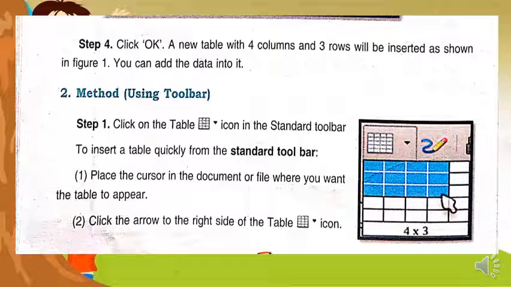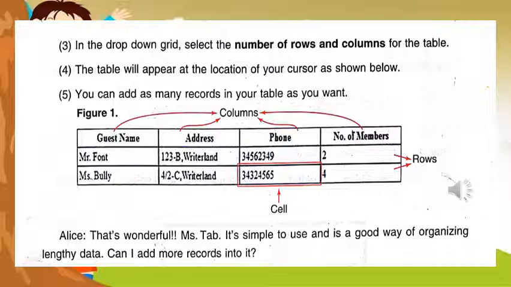Step one, click on the Table icon on the Standard toolbar. To insert a table quickly from the Standard toolbar, first place the cursor in the document where you want the table to appear. Second, click the arrow to the right side of the Table icon. Third, in the drop-down grid, select the number of rows and columns for the table. The table will appear at the location of your cursor as shown below. Now you can add as many records in your table as you want.